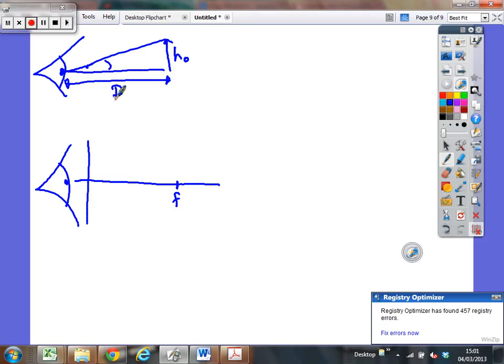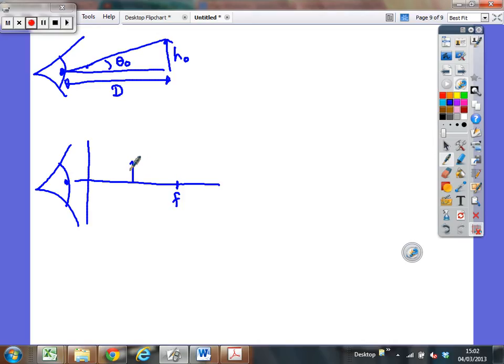Now let's define the angle subtended by that object as theta 0. That's the angle subtended by the object at the near point, which is obviously the biggest we can see it with the unaided eye. If we want to see it any bigger, we have to use a magnifying glass. Remember, for a magnifying glass, we want to have the object within the focal length, f. So let's put the object here.